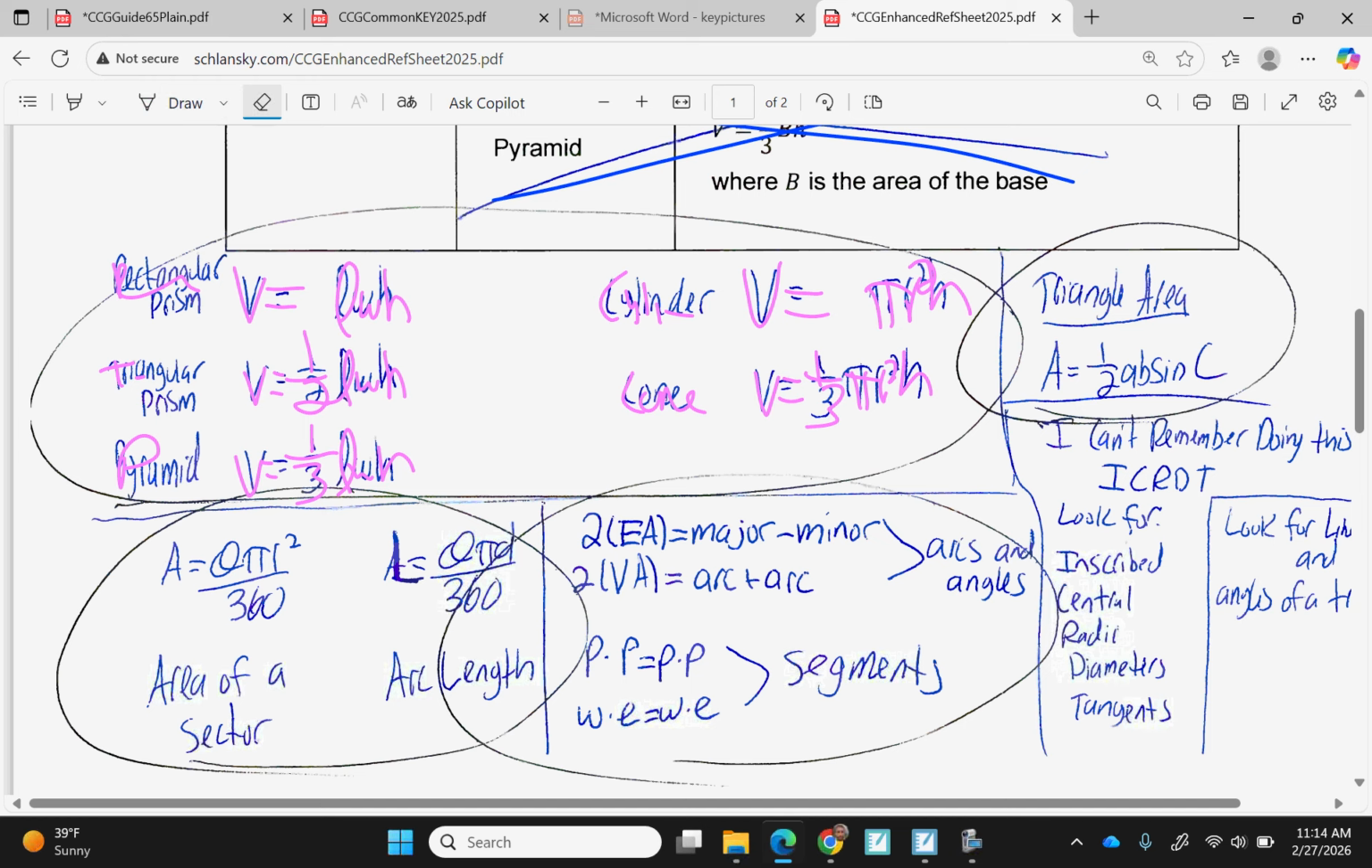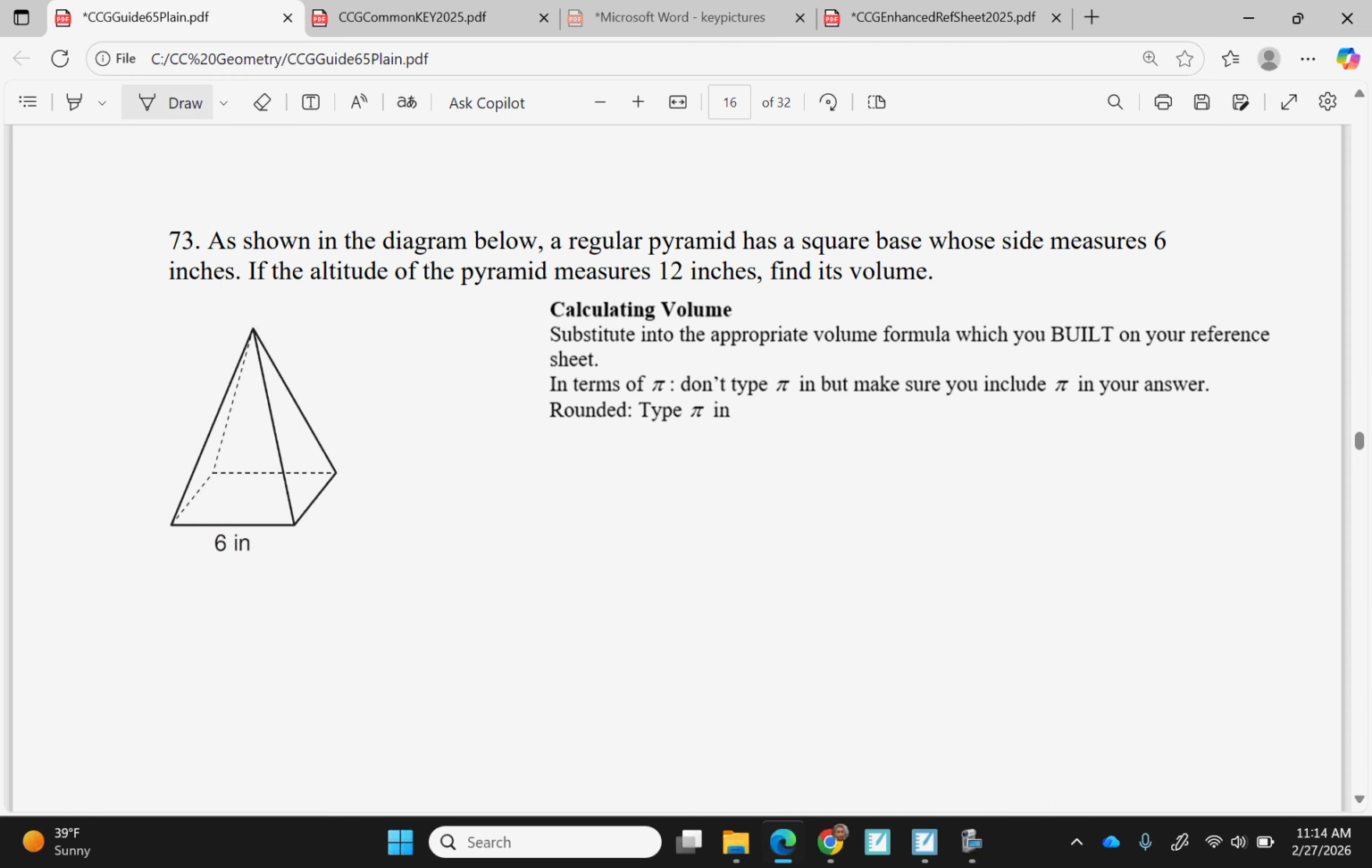Once we have them, volume is real simple. So I'm not going to go through all the volume examples because it's just subbing into the formulas. What do you need to be careful of? Well, if it says in terms of pi, don't type pi in, but make sure you include pi in your answer. If it's rounded to whatever, then you do type pi in. And you definitely need to know that the radius is half of the diameter. So if the diameter is, let's say, 10, then the radius is 5. So I'll do a couple of them, but we'll really do more when we get into applications of it.